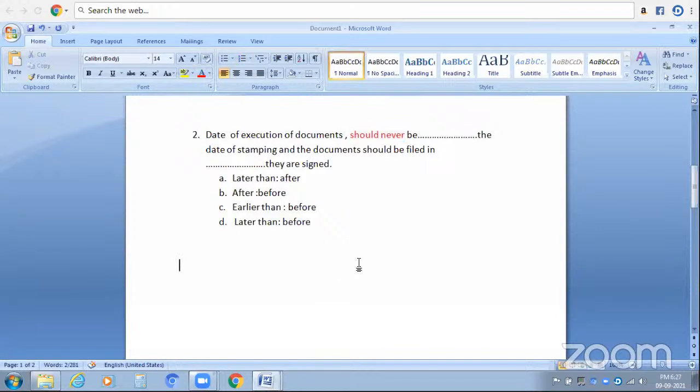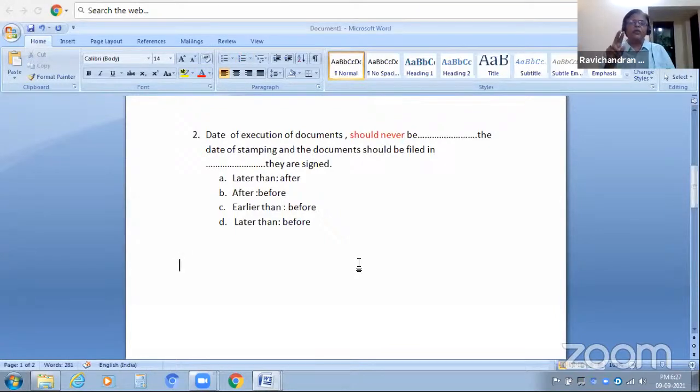See, should never. Sometimes in some questions two negatives will come, then the answer will be positive. If it is a negative tag, then you have to go for that. Should never, like that. Never is a negative tag, so it is a twisting question. Within a fraction of a minute you have to decide. You have to concentrate on reading this particular question. First, analyze execution of the document: when it has to happen, before execution or at the time of execution. It should not be after execution. That should be in your mind. Then only you can answer it clearly.